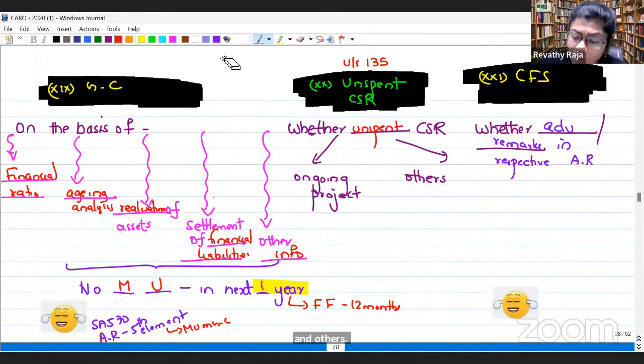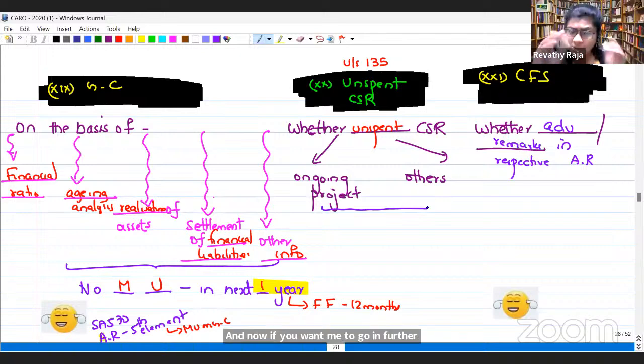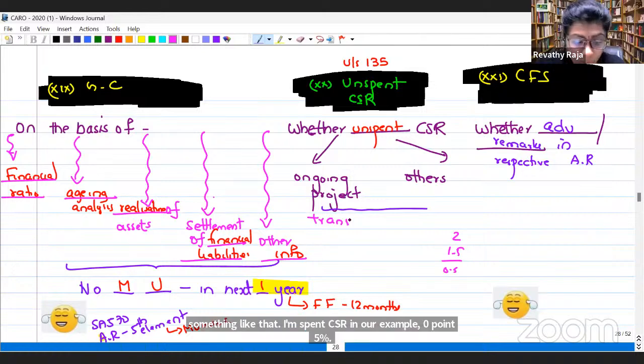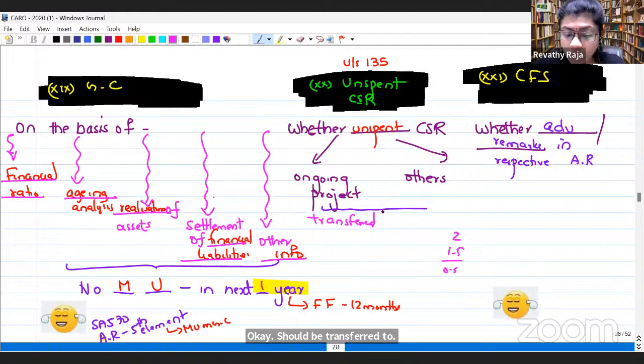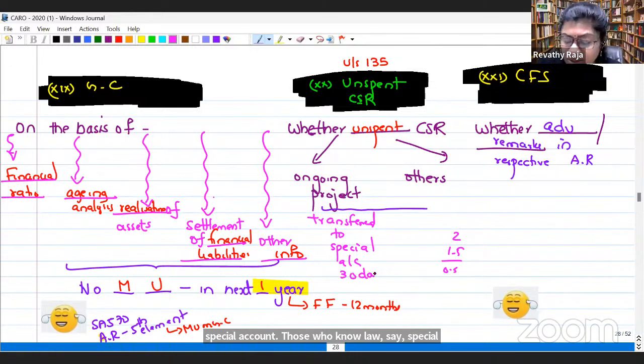If you want me to go into further detail, though it's not there, I will just say in 1 minute and wind it up. If there is an ongoing project like building or something like that, the unspent CSR, in our example 0.5%, should be transferred to a special account. Those who know law say special account within 30 days.